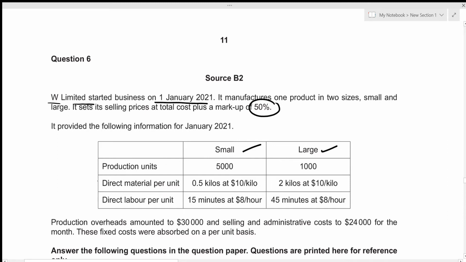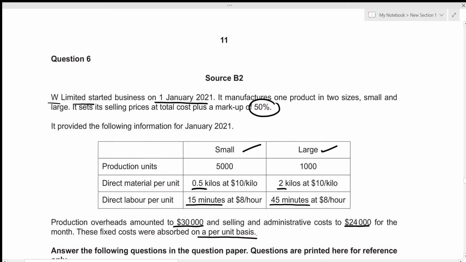And the direct material per unit, a small product will require 0.5 kilo per unit, whereas a large product will require 2 kilos per unit, and the direct materials cost is $10 per kilo. Similarly, direct labor per unit, 15 minutes of direct labor is required in order to produce 1 unit of small size, whereas 45 minutes of direct labor is required in order to produce 1 unit of large size. And the labor rate is $8 per hour. Then production overheads amounted to 30,000 and selling and administrative costs to 24,000 for the month. These fixed costs were absorbed on a per unit basis.